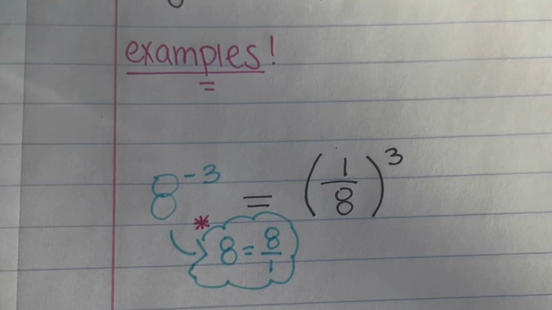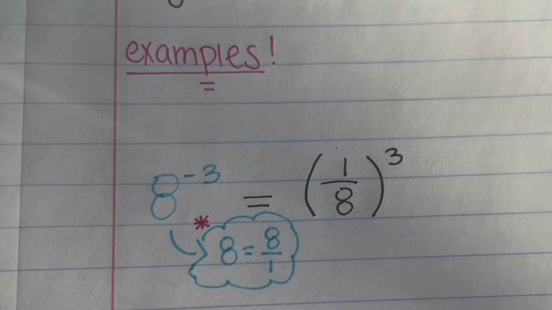So before I do anything with my negative exponent, I'm going to look at the base. Our base is 8. So what I want to do is convert 8 into a fraction. When we have any whole number, like 8 for instance, if we want to convert that into a fraction, all we have to do is put it over 1. So 8, written by itself, is equivalent to 8 over 1.